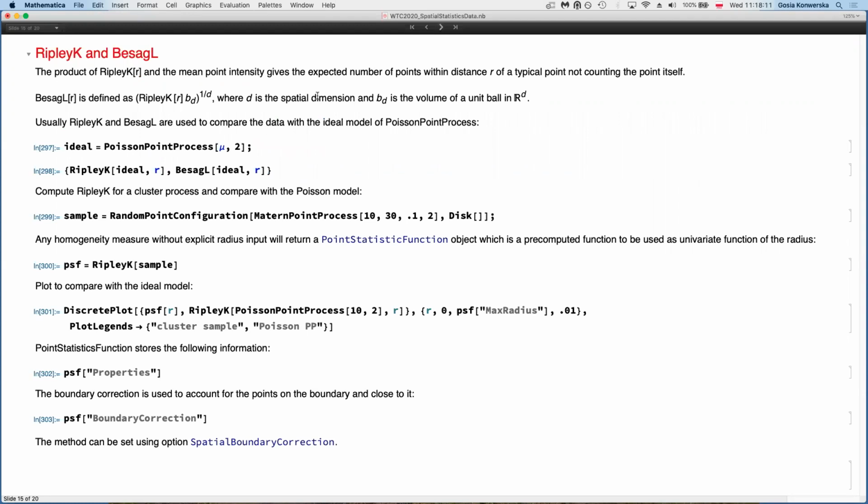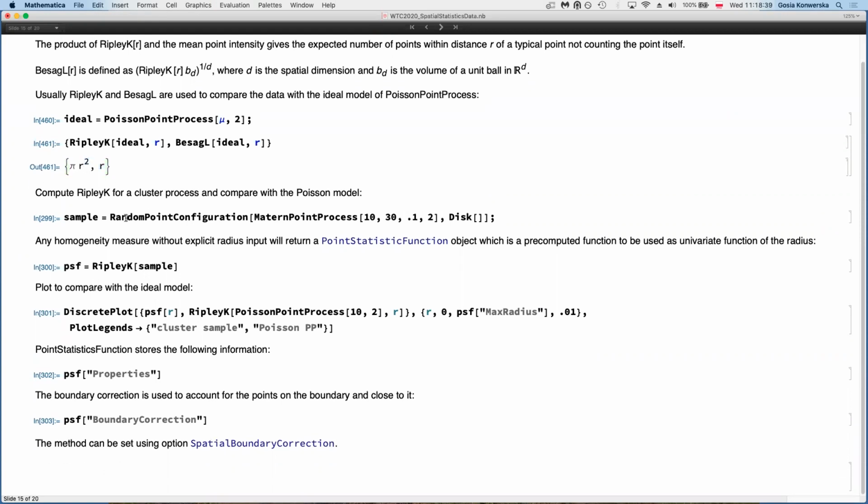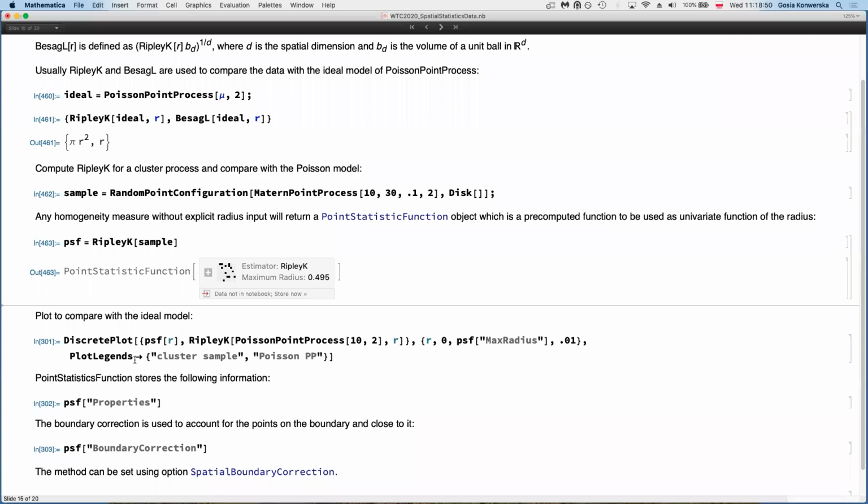So when we look at the K function at some distance r and multiply this by the mean point intensity, it gives us the expected number of points within the distance r. And as I said, Besag's L is just a function of K. And usually these two statistics are used to compare the data with the ideal model of the Poisson point process, for which the K function is just some polynomial of order of the dimension, and Besag's L is going to be always linear in r. So again, I'm going to take the cluster process and then just compare the K function of this cluster sample with the ideal K function of the Poisson point process.